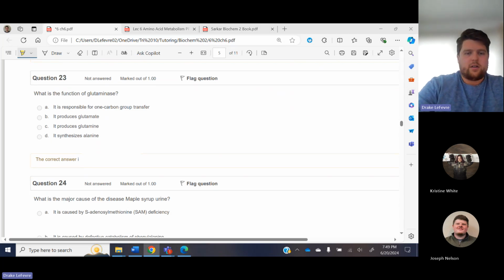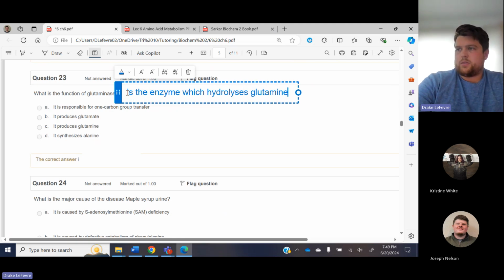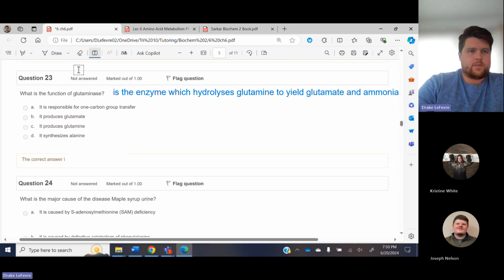The function of glutaminase. I don't even see it in the book. Glutaminase is the enzyme that hydrolyzes glutamine to yield glutamate and ammonia. So here in our answers, it should produce glutamate.